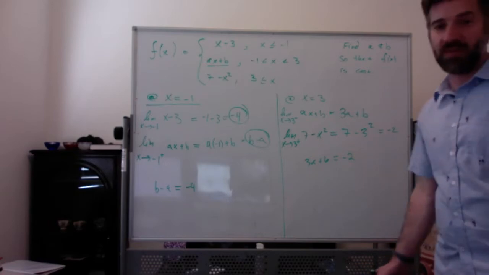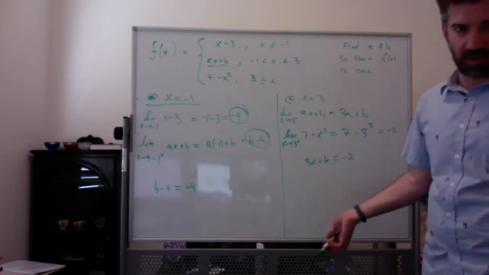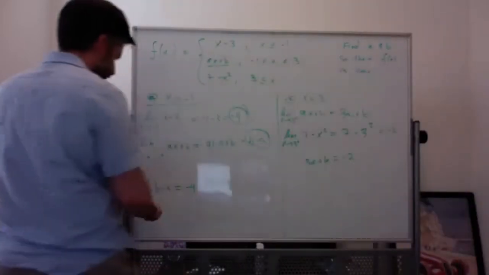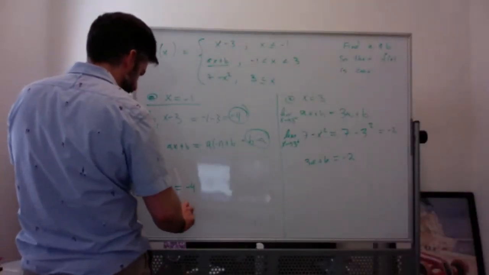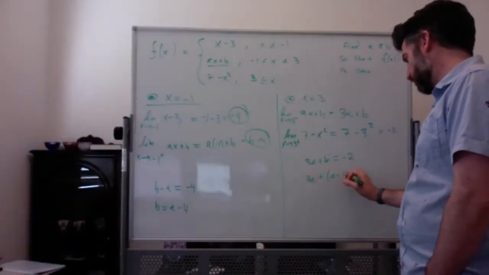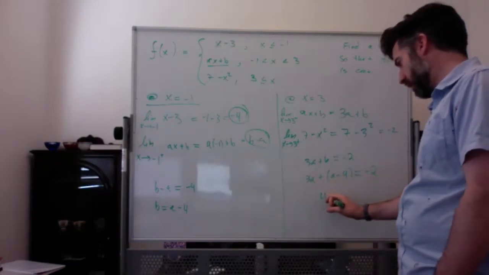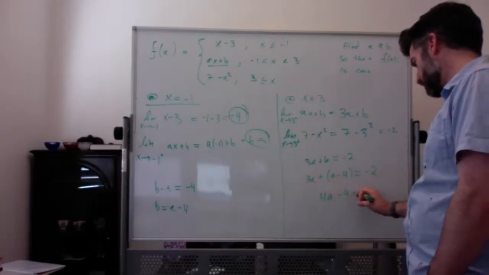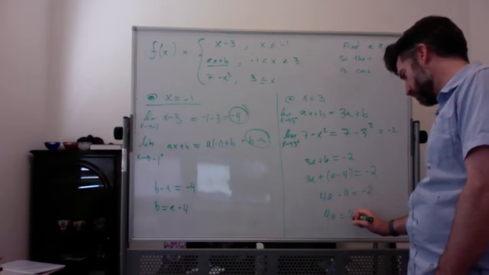And then I would probably solve each of these for b and set them equal to each other, or solve one for b and plug it into the other one. So I might solve for b here and say, okay, b equals a minus 4. Plug that in over here. So 3a plus a minus 4 equals negative 2. So then 3a plus a is 4a minus 4 equals negative 2. Add 4. 4a equals 2.